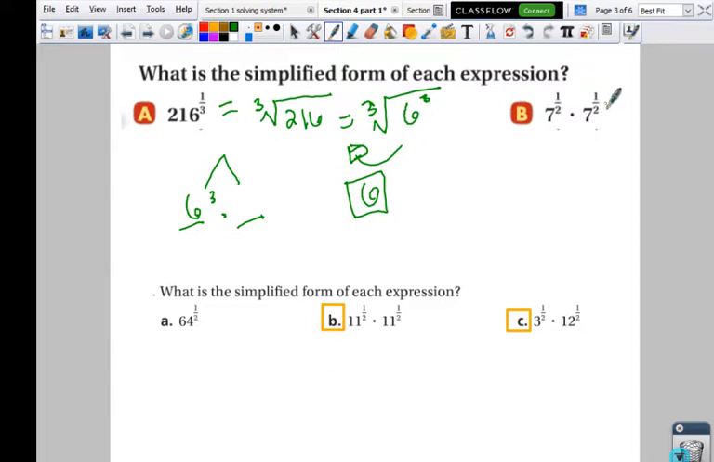All right, let's look at B here, because we're going to try to do these without decimals, even though you could probably plug them into decimals. We're going to try to do it without. So if I have 7 to the 1/2, I can rewrite that as the square root of 7, right?